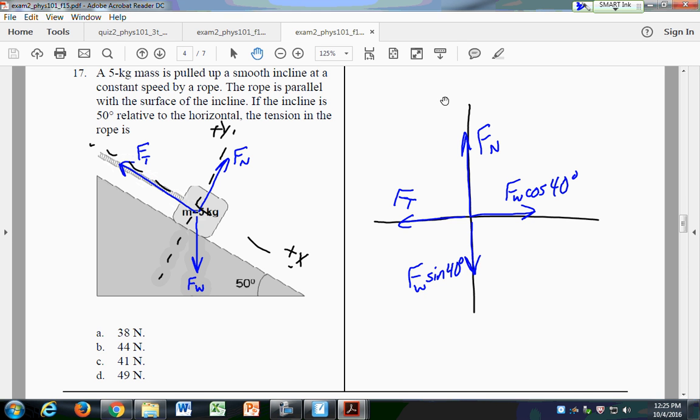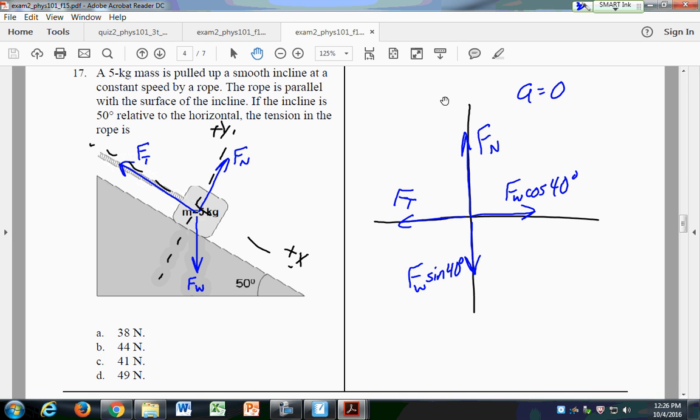So now we can look at this, and since I know that the acceleration is equal to 0, you could write out Newton's second law, and sometimes you might need to do that because it's more complicated. But in this case, you should be able to look at this and say, I know the acceleration in all directions is 0, so my net force in all directions has to be 0. So this has to equal this, and this has to equal this.